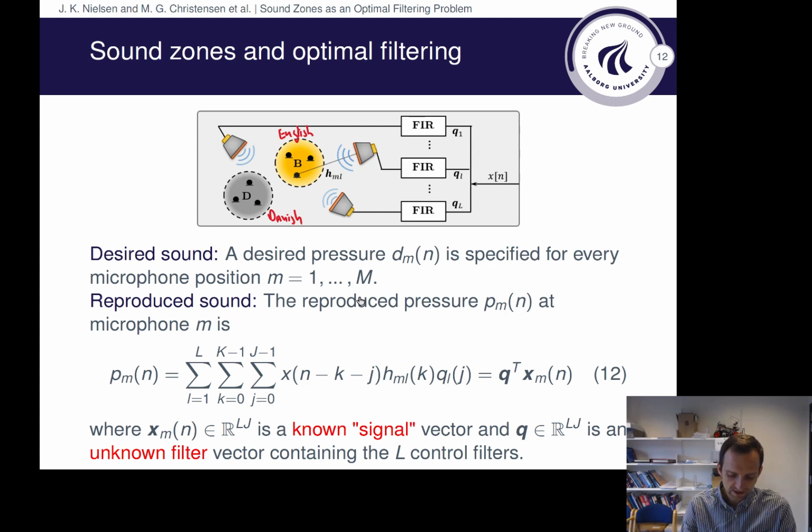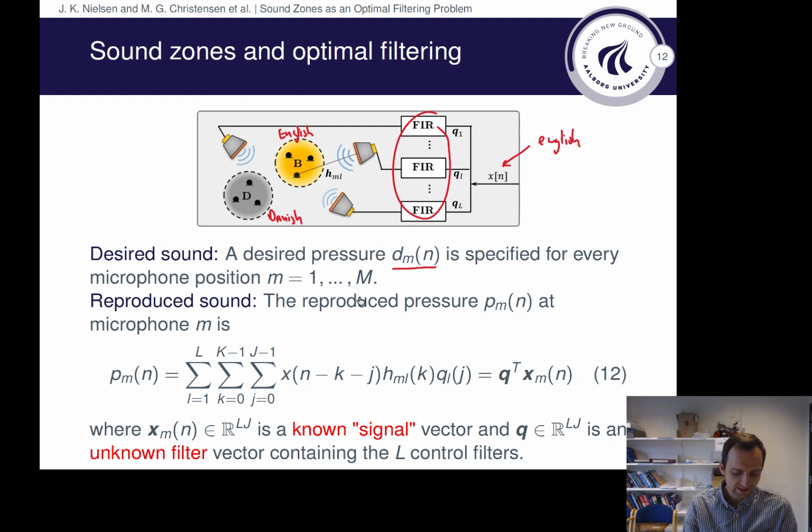And here we want to hear the English speech. So that means that we have a desired signal, dm of n, which is the English speech. M here is the microphone index. In the other zone, we simply say that the desired signal is 0, and that's called the dark zone. And then for the input signal we also put the English speech. Then what we do is we design these control filters here so that we will hear the English speech here and hear nothing here.